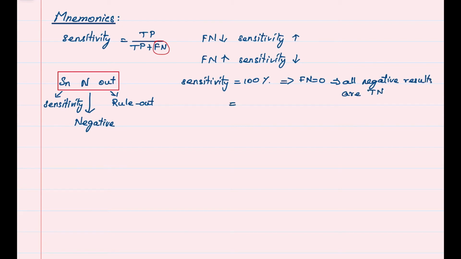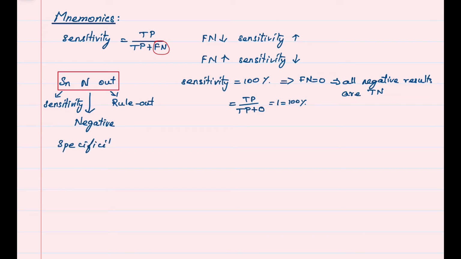And the sensitivity formula is TP upon TP plus FN. FN is 0. So, TP upon TP becomes 1, which is 100%. So, if sensitivity is 100%, FN should be 0. Therefore, all negative results are true negative. Therefore, if the test result is negative, it is going to be true negative. Therefore, we can rule out the disease. We cannot rule in the disease. For that, we need a highly specific test.